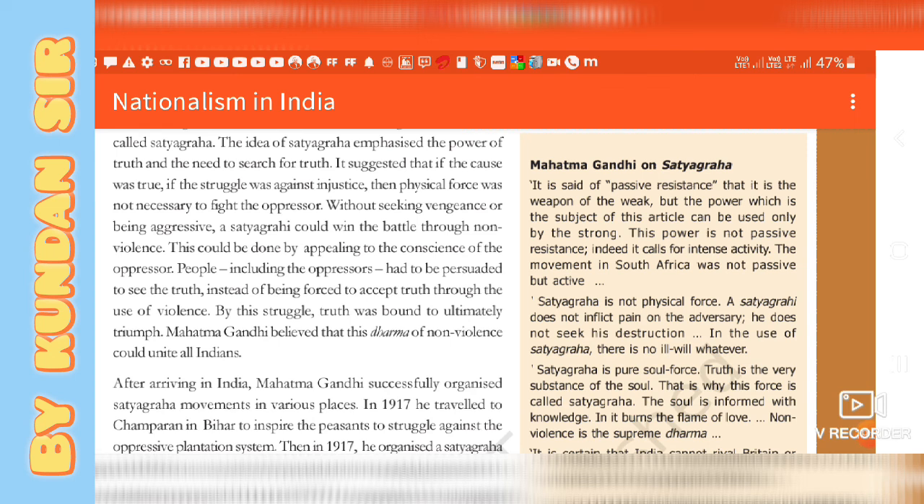Next is the Non-Cooperation Movement. Guys, the Non-Cooperation Movement started in 1920. By the name it is very clear, not to cooperate, right. Why did the Non-Cooperation Movement start? What exactly was it?